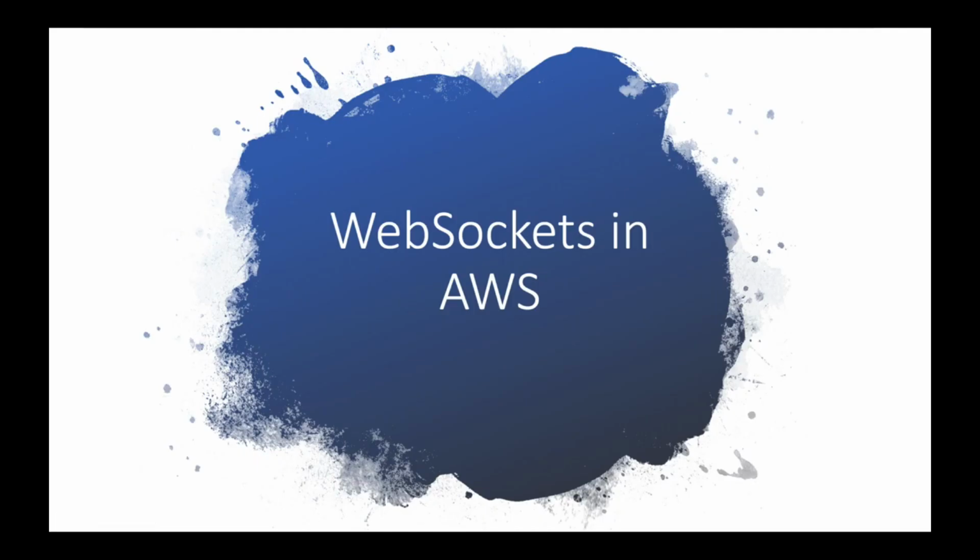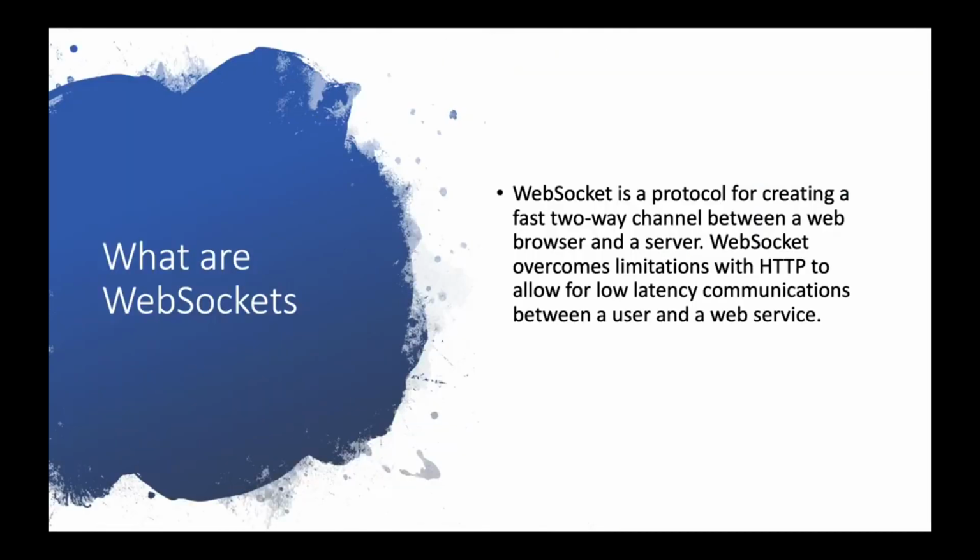of WebSockets in AWS. So let's get started. So what are WebSockets? WebSocket is a protocol for creating a fast two-way channel between a web browser and a server. So in simple words, WebSockets are for communication between the client and the server. So you can transfer your data between the two, just like the API.